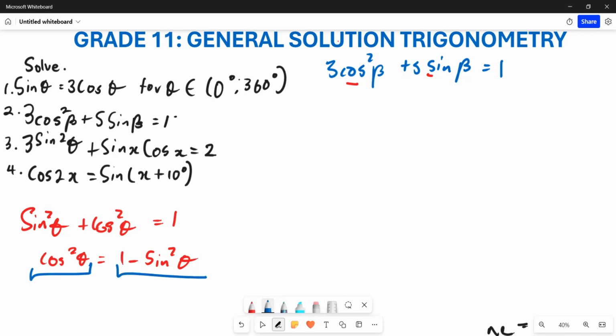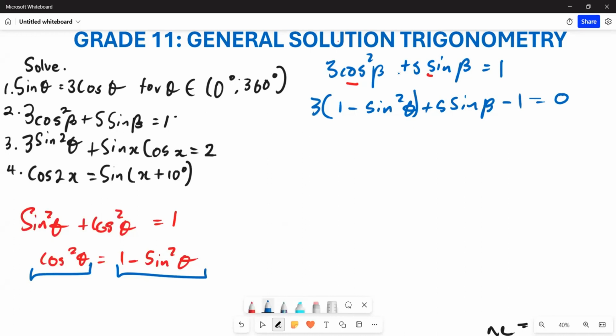which means now you can come back to the same equation, and where there is cos squared beta, express it in terms of 1 subtract sine squared beta, right? So this is going to be the same as 3 into bracket, 1 subtract sine squared theta, plus 5, again this is still sine of beta, minus 1 is equal to 0, right? So basically, this is what I've done here.